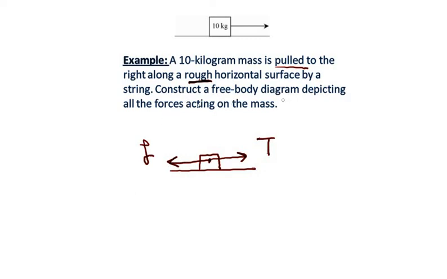Okay, construct a free body diagram depicting all the forces. We have two other forces here, because gravity always exists on Earth. This is Fg, and in the opposite direction there is a normal force. This is the free body diagram that depicts all the forces on this mass. In the next video, inshallah, we will learn how to find the frictional force, the tension, the normal force, and Fg.